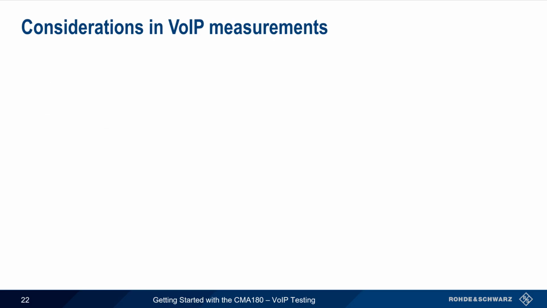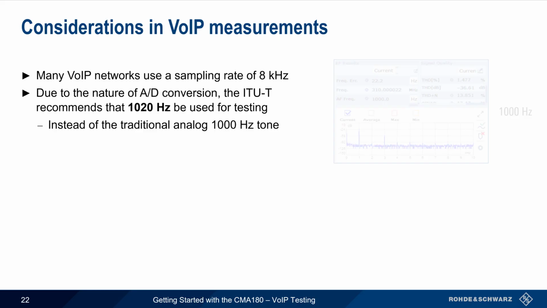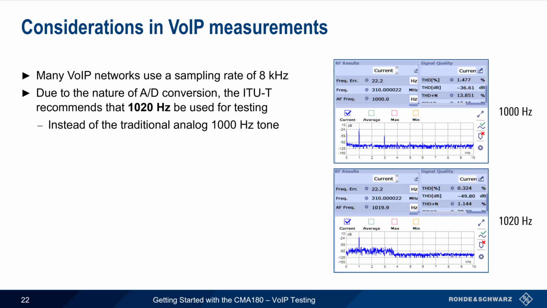Before we conclude this presentation, let's briefly discuss a few considerations when making measurements of audio carried via VoIP. Many VoIP networks use a standard sampling rate of 8 kHz, and due to the nature of analog to digital conversion, the ITU-T recommends that single-tone testing use a frequency of 1020 Hz rather than the more traditional 1000 Hz tone. The reasons for this are somewhat complicated, but audio quality measurement results will be substantially worse at 1000 Hz compared to the same measurement results at 1020 Hz.